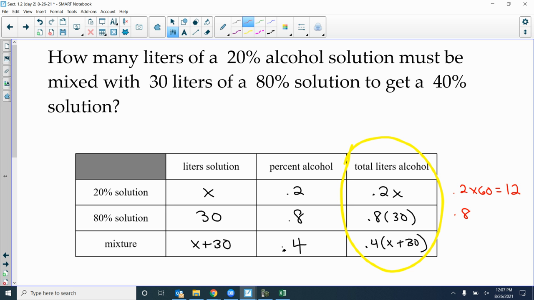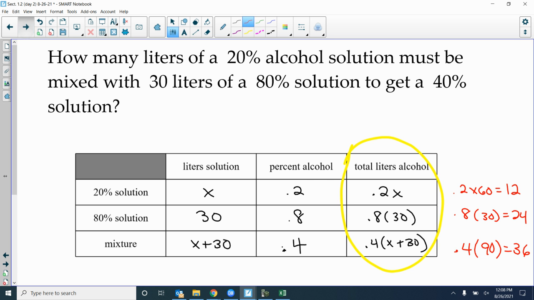Then we take 0.8 times 30, which is 24. How many liters are in the final mixture now? 60 plus 30, which is 90. And what's the percent of the final mixture? It is 40%. So what's 0.4 times 90? 36. Now, does that confirm that is correct? Yeah, because the 12 plus 24 has to add up to 36. So on a lot of these word problems, you got to go back to the beginning to check them.